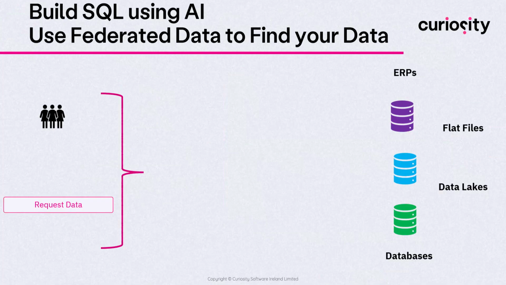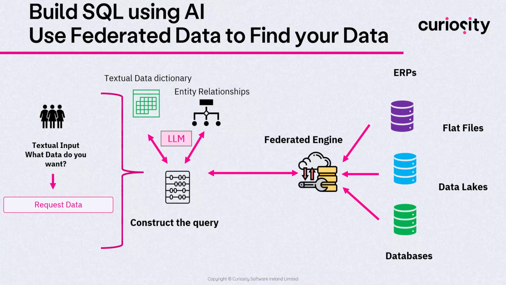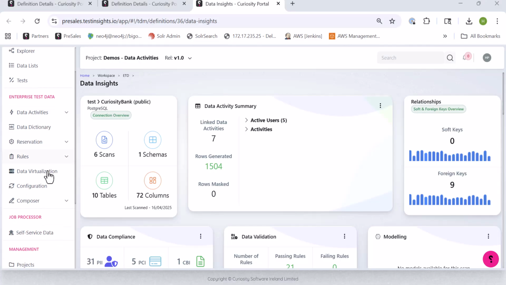So how does this work? The user wants to request some data from multiple data sources, and they will put in textual input in natural language. We will then use that textual input. We will also use the textual data dictionary that we've built up along with any entity relationships we've discovered. We'll feed that into the LLM and construct the complex query, and then we'll use our federated engine to go out and look across the ERPs, databases, flat files, big data, etc. to return the data to the user. So let's see it in action.